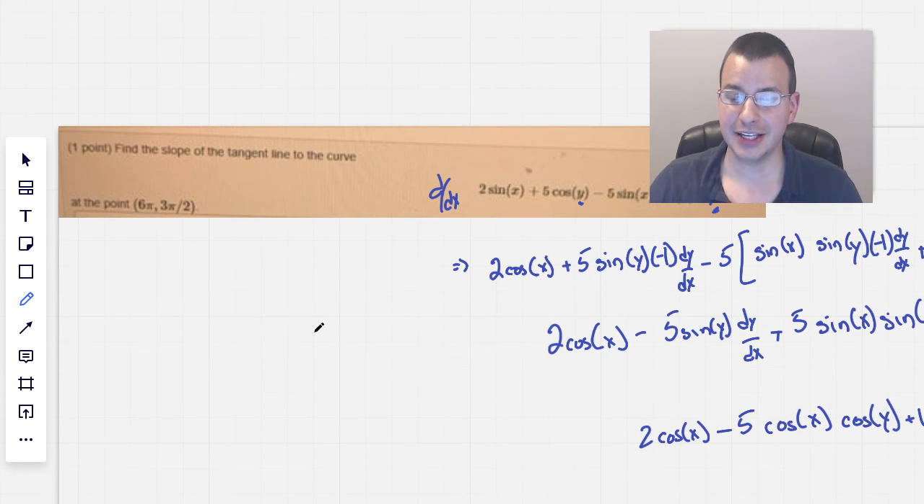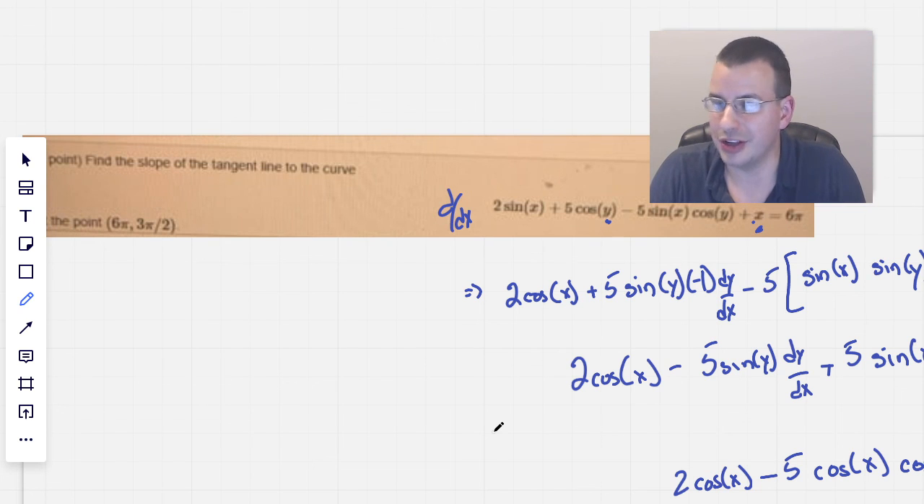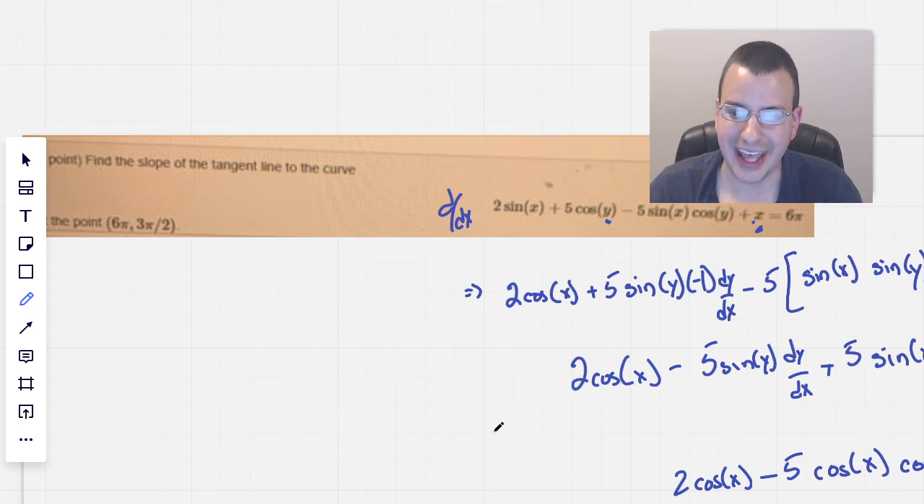So that is how you find it using implicit differentiation. Take the derivative of everything with respect to whatever you'd like. When they ask for the slope, they probably mean rise over run. So you want to take dy/dx. That gives you m. Plug in your numbers. Get the answer.